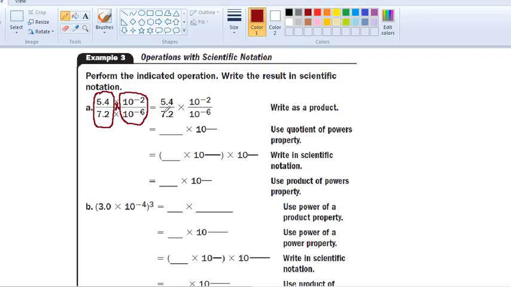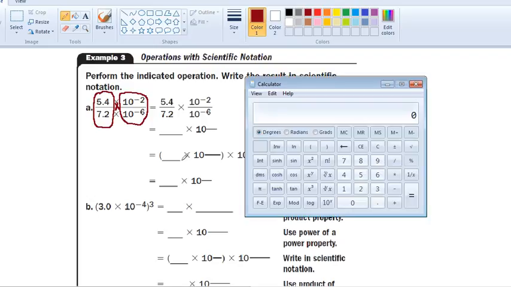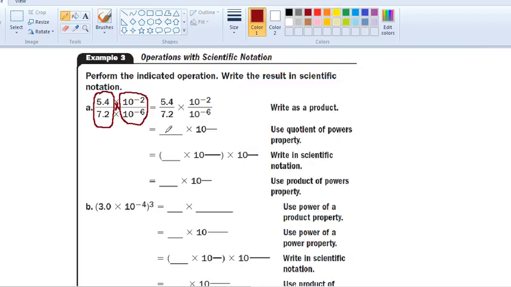What we're going to do is start by taking our calculator out, and we're going to do 5.4 divided by 7.2. Now that comes to 0.75. So we're going to write a 0.75 in there. And then right here, go back to a property we used earlier in 8.4, and it says that when you have the same base and you divide, you subtract the exponents. So it's negative 2 minus negative 6, which of course is negative 2 plus 6, which is 4.